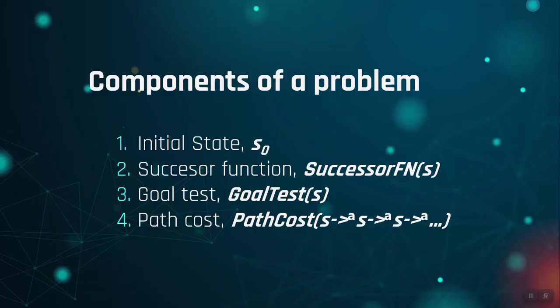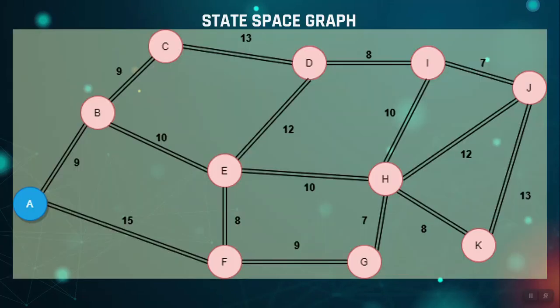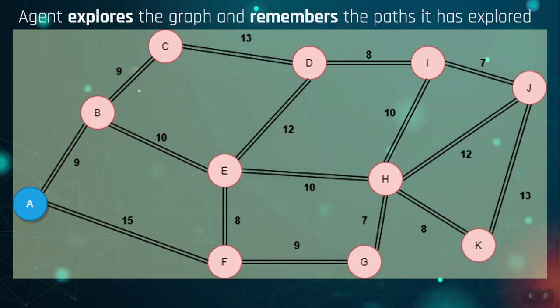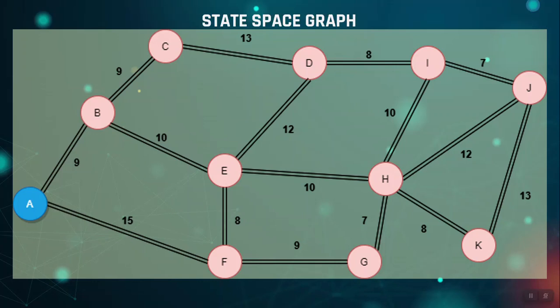Okay, so let's look back at our example. S sub 0 in A, and then we give it a parameter to the successor function. So the parameter of successor f of n is in the state in A. So this function will return the list go B in B, go F in F. So that's your action state.